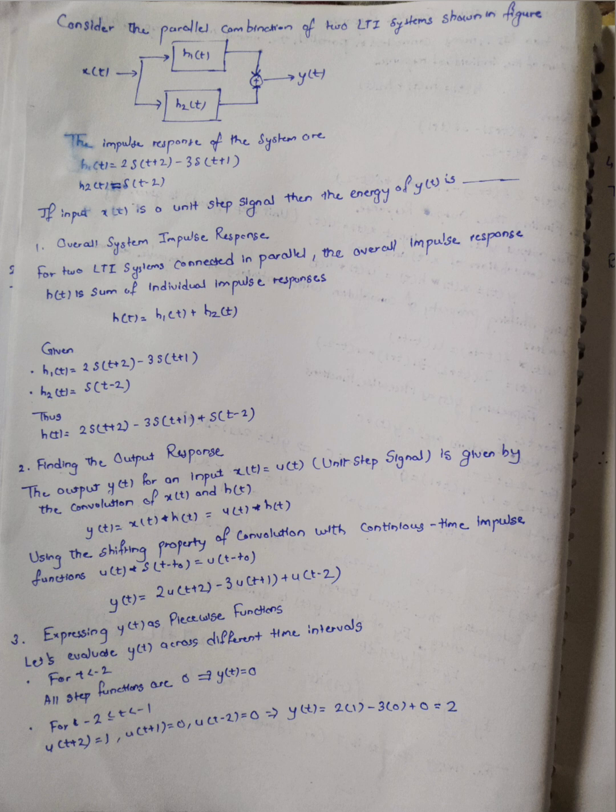For t less than −2, all step functions are 0. For t from −2 to −1, we know that u(t+2) starts at −2, u(t+1) starts at −1, and u(t−2) will start at 2. So for −2 to −1, u(t+2) will be 1 while the others will be 0.